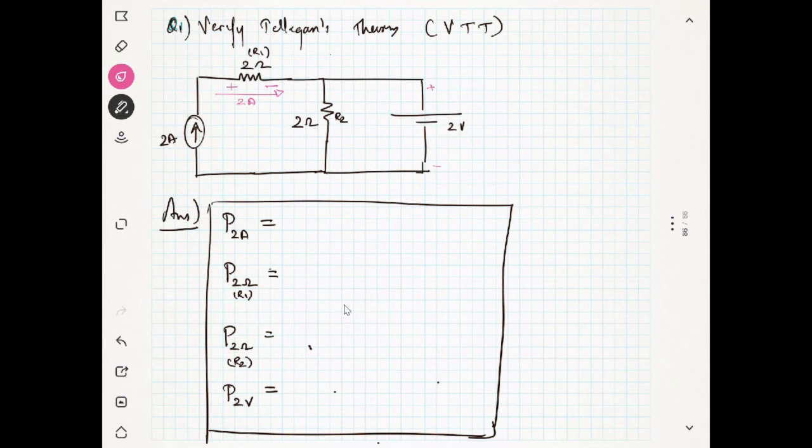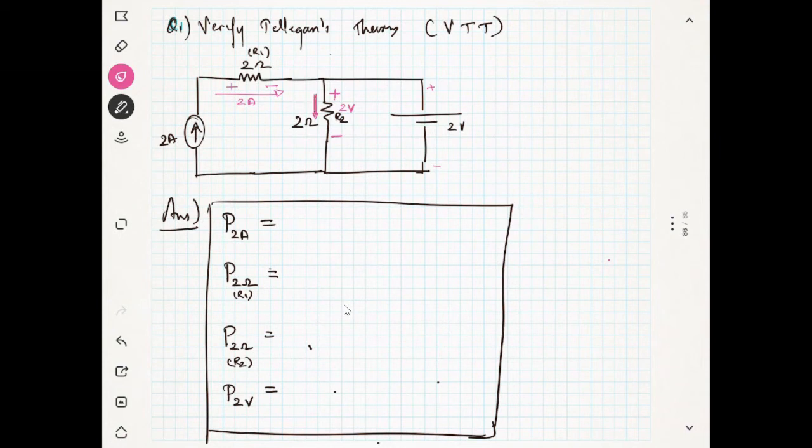So R2 is in parallel with 2 volt. So the voltage across R2 will be how much? Voltage across R2 also will be 2 volt. Am I correct? Yes. Now, since the voltage across R2 is 2 volt, what will be the current through R2? The current will be 1. Yes.